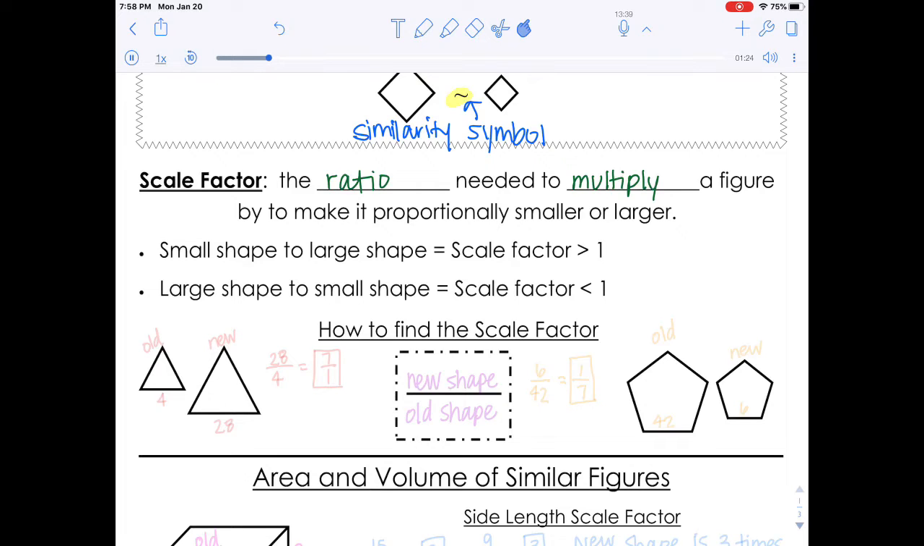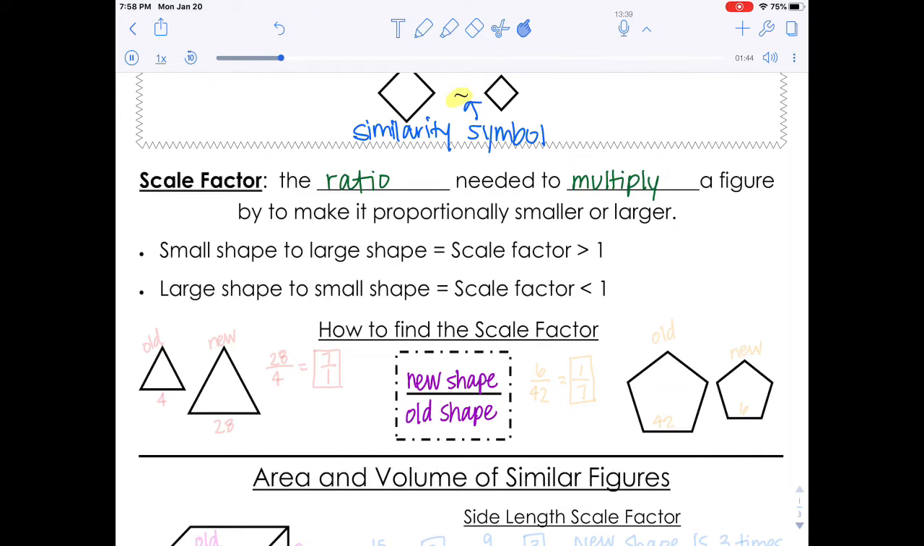To find the scale factor of similar figures, you take one of the lengths of the new shape and divide it by the corresponding length of the old shape. So that's the ratio you use to find a scale factor. It's new over old.